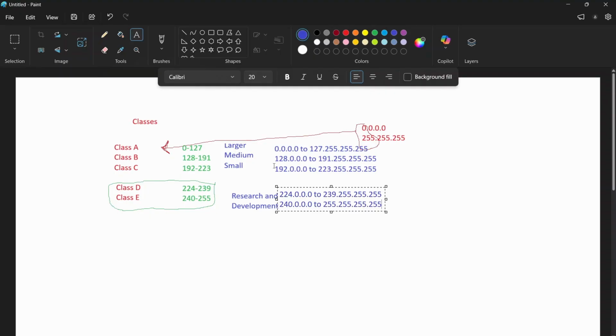Now you will get a doubt: why 0 to 127? Why can't it be 0 to 128, or 0 to 228? How have they divided these classes? Why do we have to follow this? If I say 0 to 200, what will happen? For that, there is a concept which they followed, and it is based on priority. You also have to remember that.